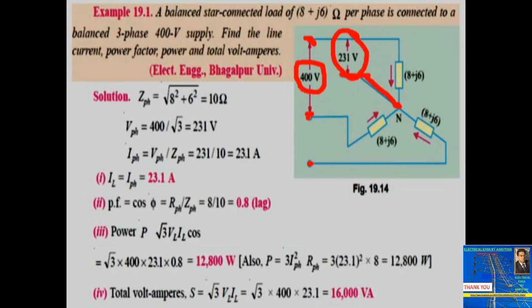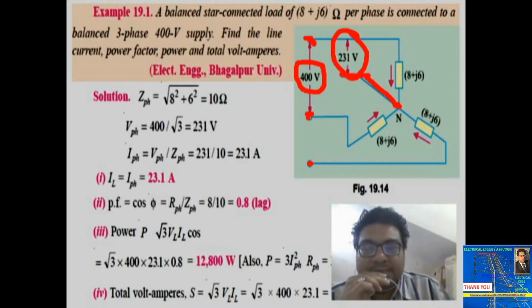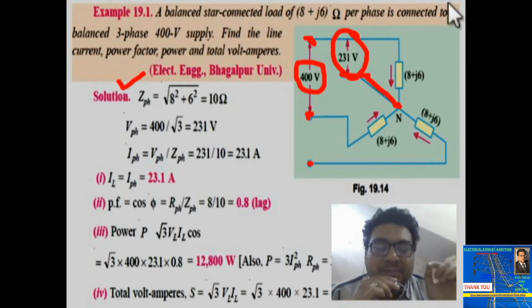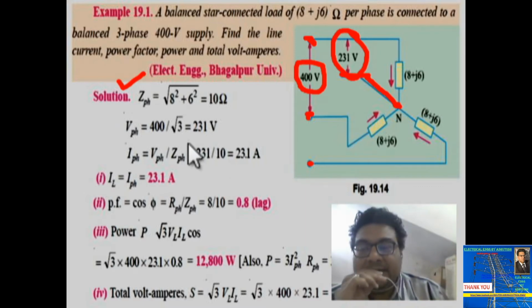So guys, let's start solving the numerical. First of all, note down the given values. You can see Z is given over here, 8 plus j6 ohm. This is Z per phase. Always remember, you will have to solve this numerical on per phase base value. So this is Z, impedance per phase.